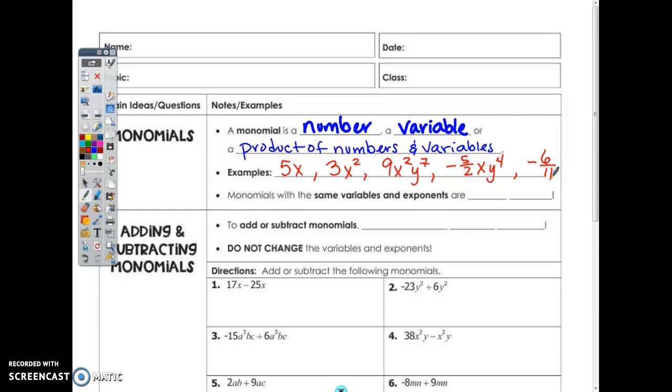Okay? So in order for us to combine like terms, monomials with the same variable and the same exponents are like terms, and they can be added or subtracted. So if they look exactly alike, with the same variables and the same exponents, then you can add or subtract them. To add or subtract monomials, you just combine like terms. And that's what we're going to be doing today.